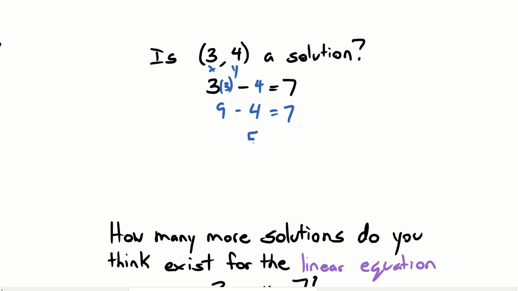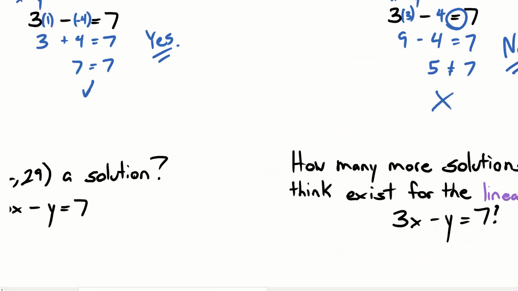9 minus 4 is 5. 5 does not equal 7. So, (3, 4) didn't seem to work. So is that a solution? No, that's not a solution. Okay, so we've seen what is a solution and what isn't a solution. A solution to a linear equation in 2 variables needs to make the equation true. In other words, it has to make that equal sign actually do its job. In other words, what's on the left of the equal sign has to be the same thing as what's on the right. Let's try one more.